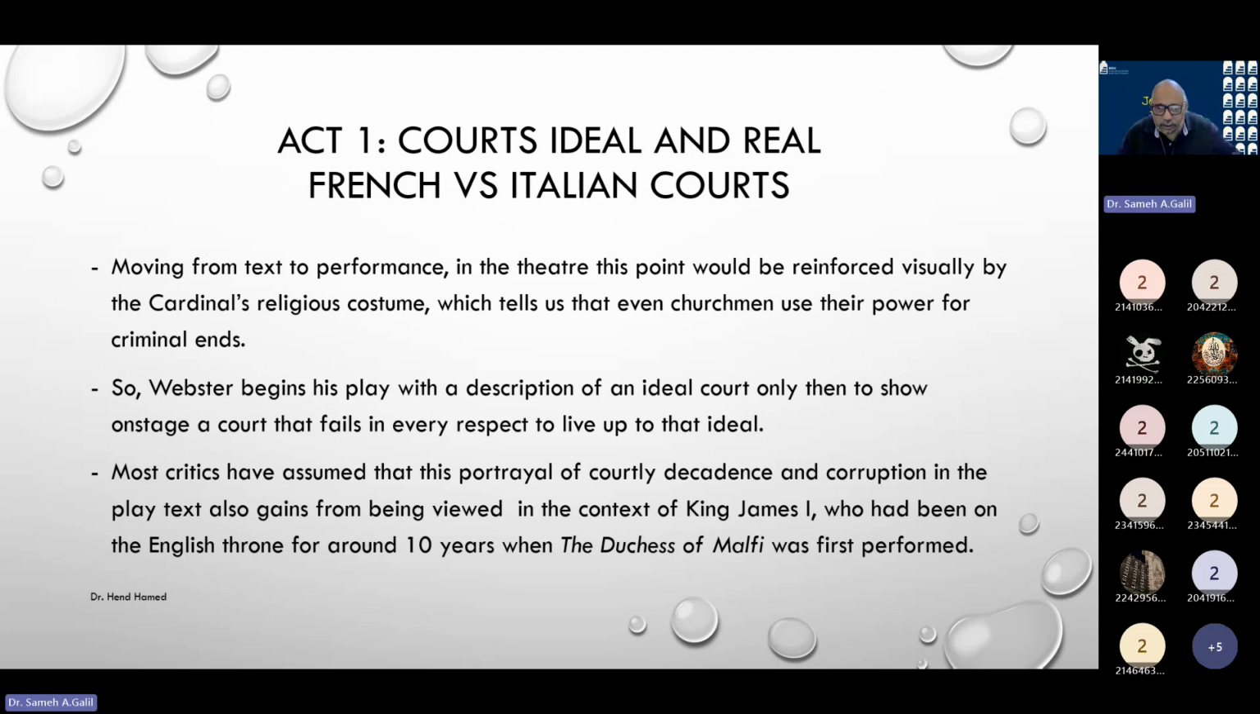So which is the ideal court and which is the real court? Of course, the ideal standard court would be the French court, while the real corrupt royal court would be the Malfi and the Italian court. Again, people would feel the similarities between the Malfi court and the court of King James I, who had been on the English throne for 10 years, and he was also a corrupt king with a corrupt royal court.